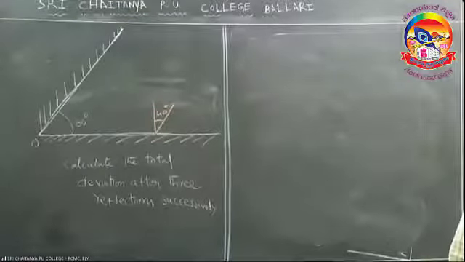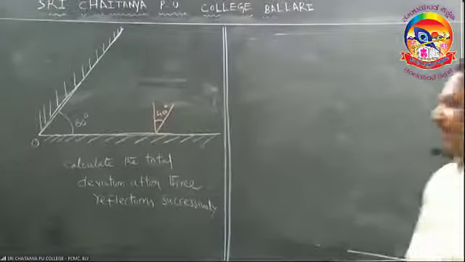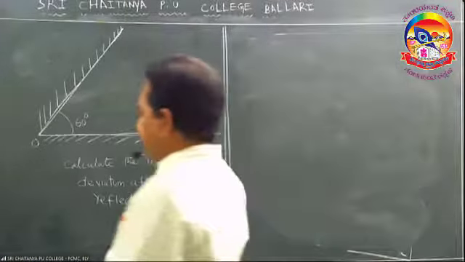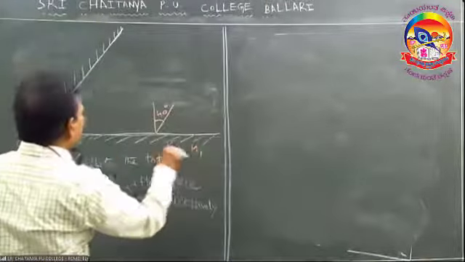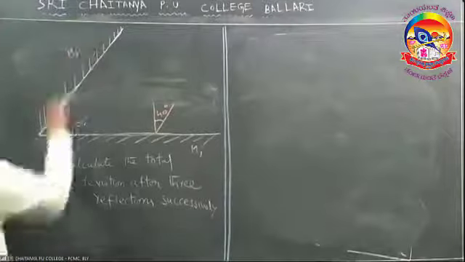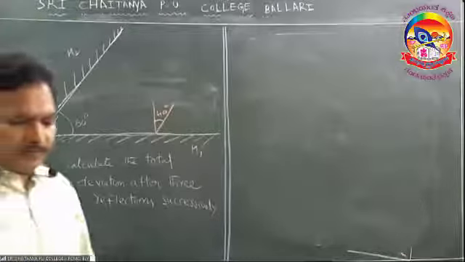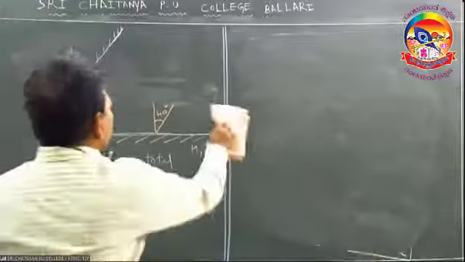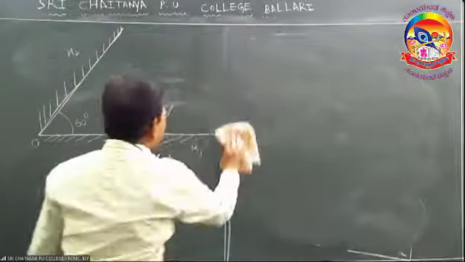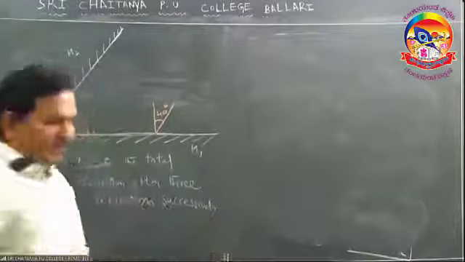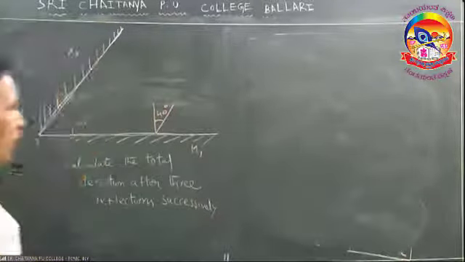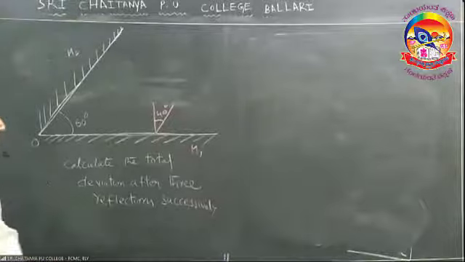Take down the problem. Concept: the angle between the two mirrors is 60. This is M1, this is M2. After three reflections, I want to calculate the total deviation. It is a lengthy problem, so draw the diagram with more space. I am doing the solution.